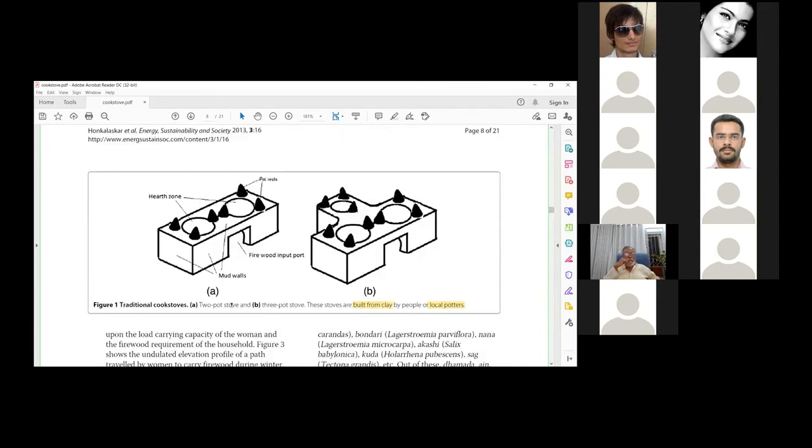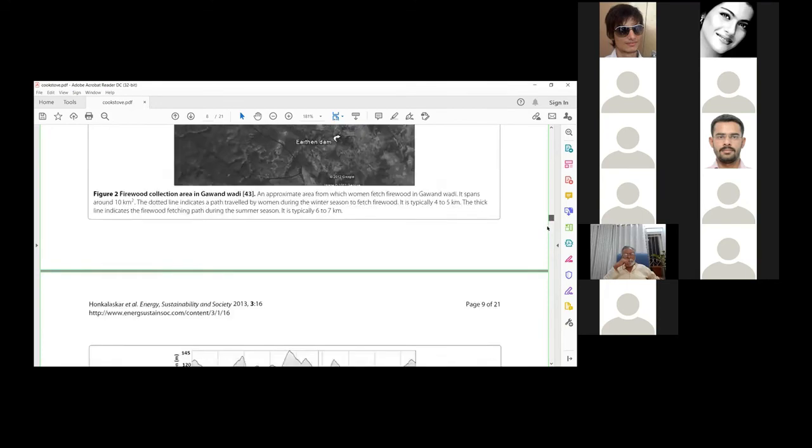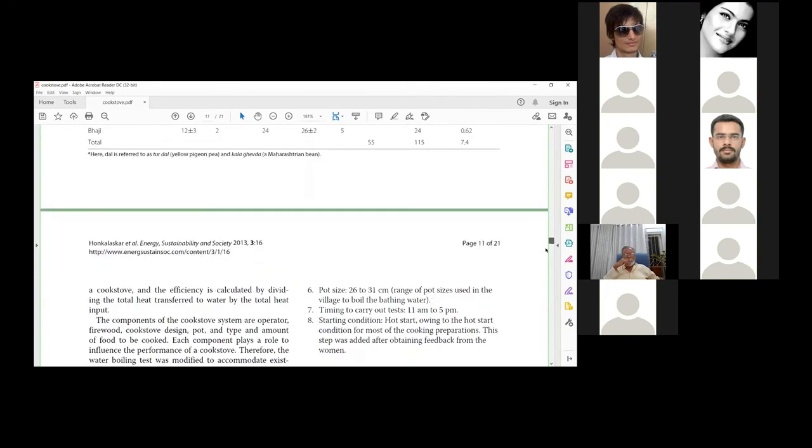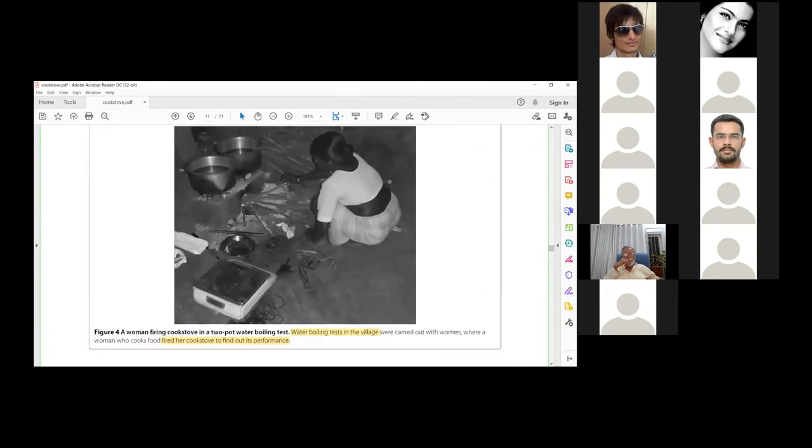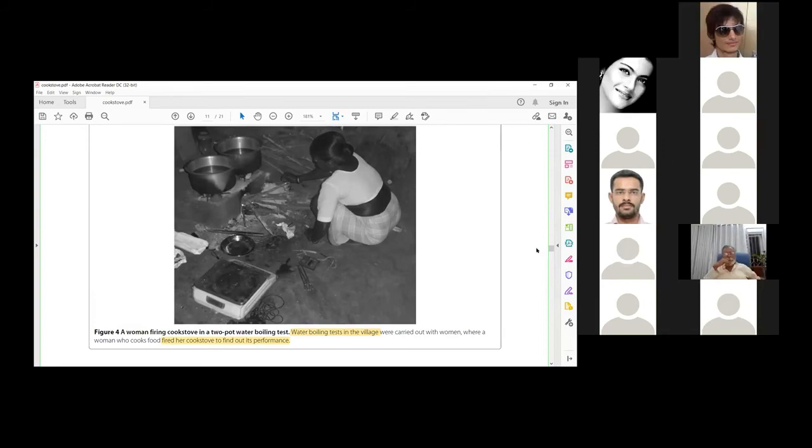This is used for 2-pot stove and 3-pot stove. This is the general design that is used in the village around India. This is the lady who is testing the water boiling test in the village. It was carried out by this woman, who fired her cook stove to find out its performance.